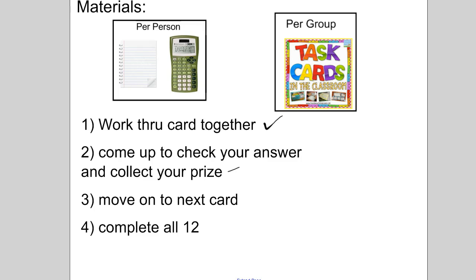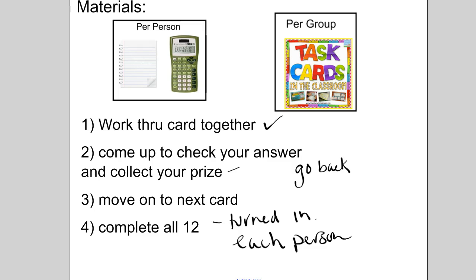If your answer is incorrect, you have to go back, and you and your partner are going to figure it out. Mr. Jensen's not going to tell you what you did wrong. He's just going to say your answer's wrong, and you guys have got to figure that out. I need you to get all 12 done, and this is turned in by the end of class. Okay? So each of you have to turn this in. So each person turns in a card. Or I'm sorry, each person turns in a paper.